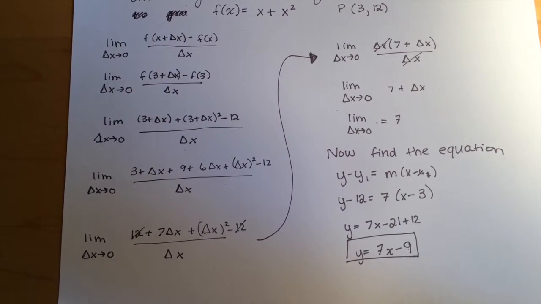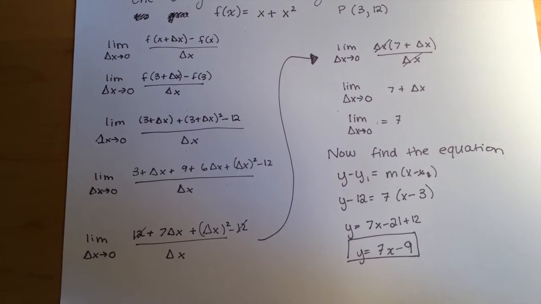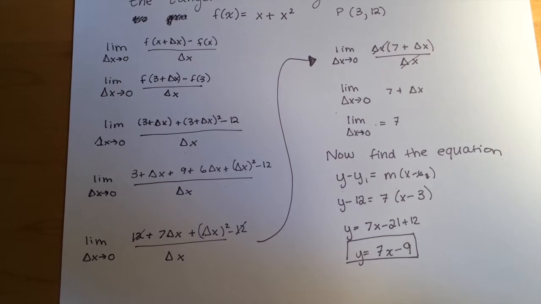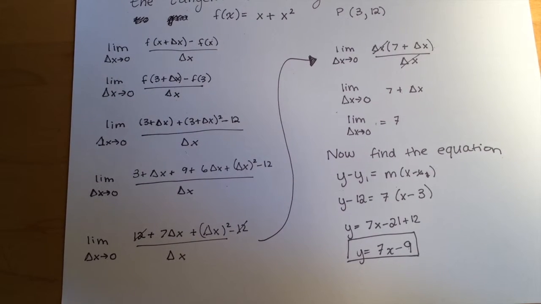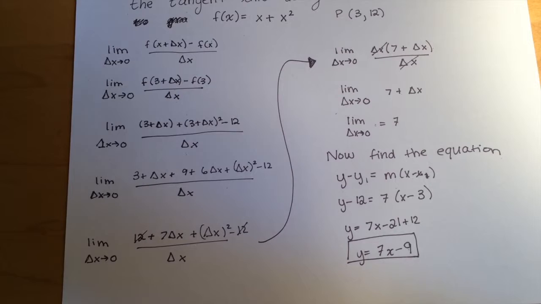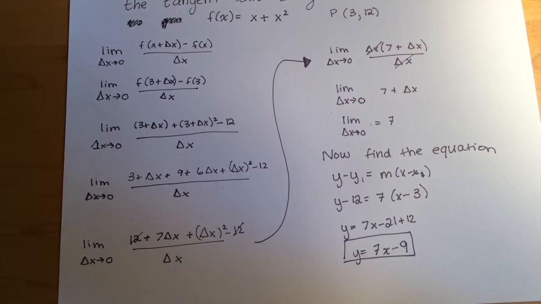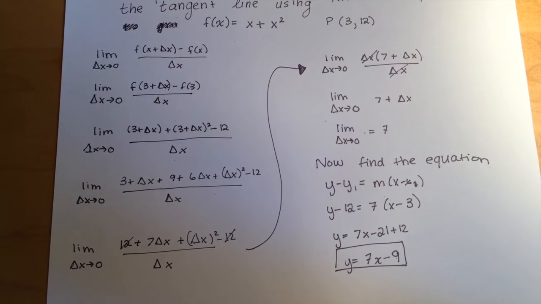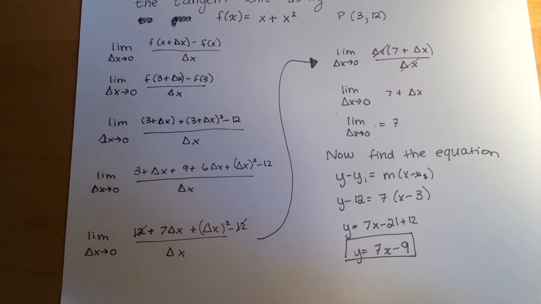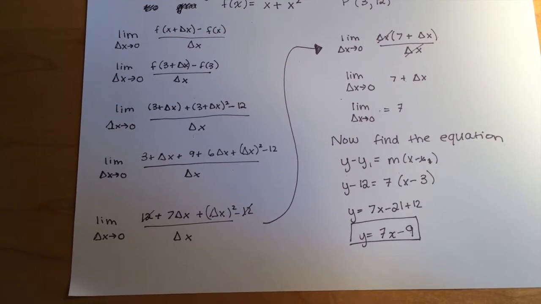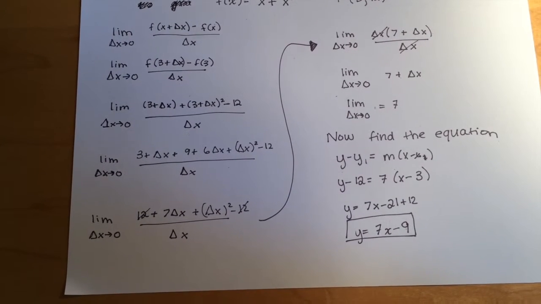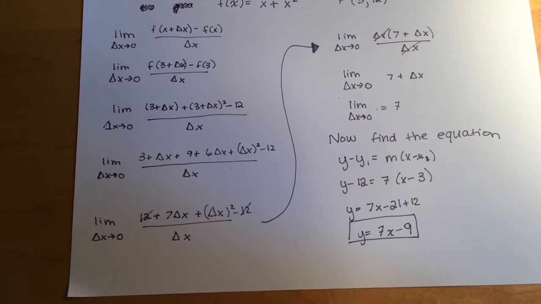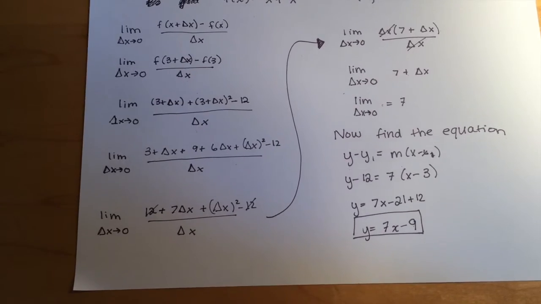Now plugging in f(3 plus delta x) into the equation, we'll get the limit as delta x goes to 0 is (3 plus delta x) plus (3 plus delta x) squared, and then f(3) is just going to be 12, and that's all over delta x. Now if we further solve, we'll get 3 plus delta x plus 9 plus 6 delta x plus delta x squared minus 12 over delta x.